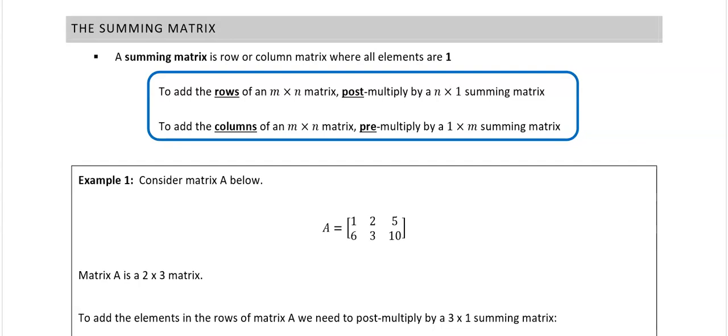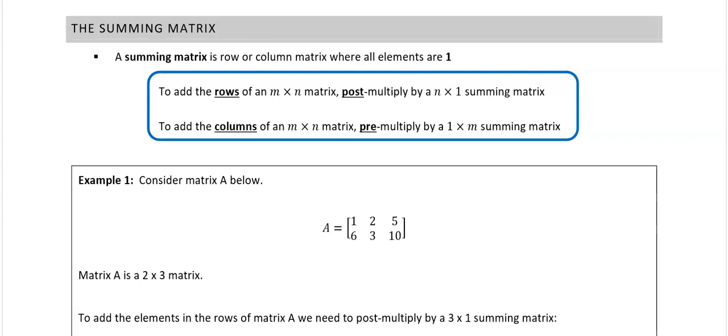Hi guys, this video is running through the content for summing matrices and application of product matrices. So firstly, a summing matrix is a special type of row or column, and we use this by either pre-multiplying or post-multiplying another matrix so that we can add up the rows or the columns.